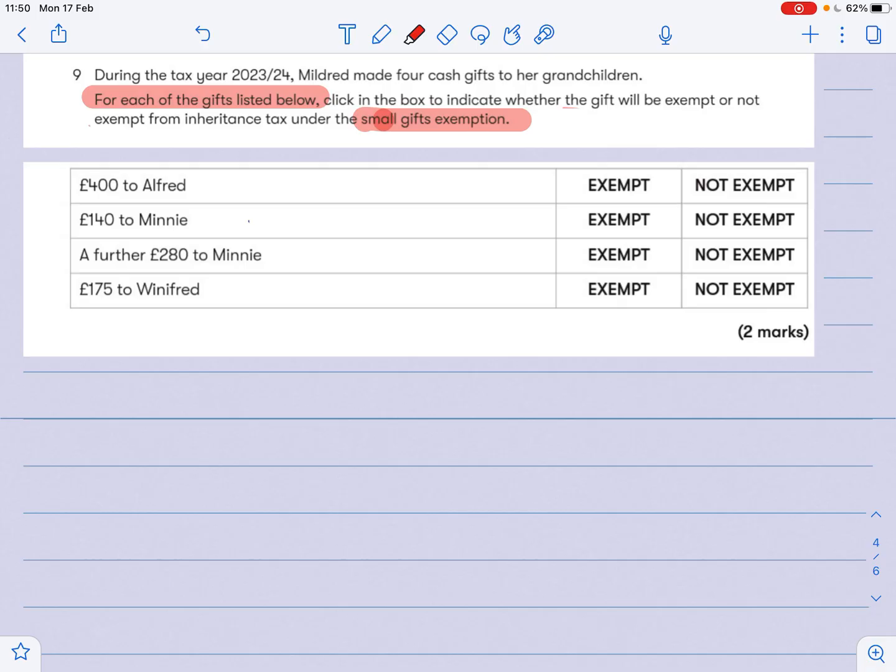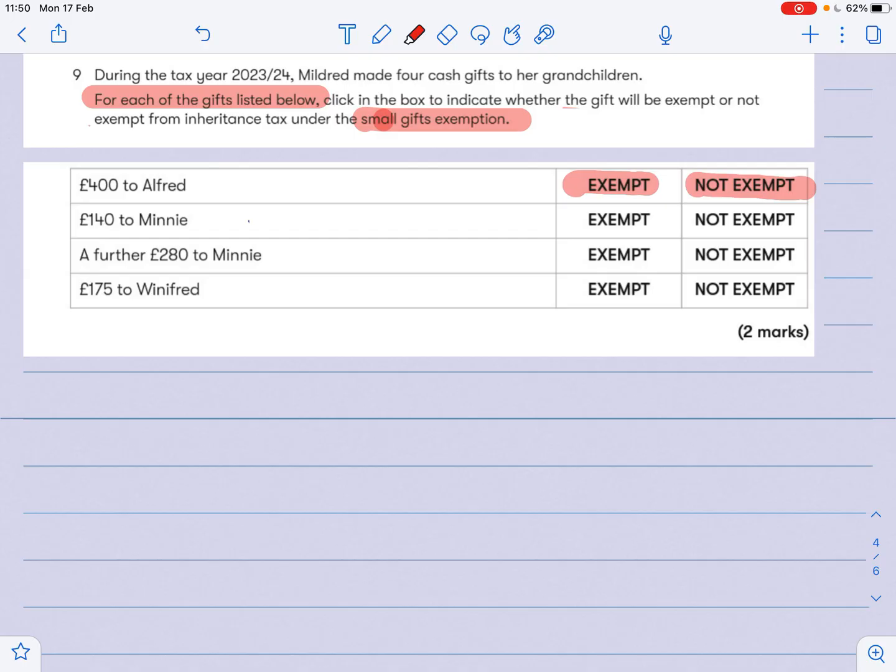So what the examiner will want us to do now is to click exempt or not exempt for each of these gifts. Okay, so what that means is, imagine the £400 gift made to Alfred is not exempt. So you come here and click it. If it's exempt, you come in and say it is exempt.